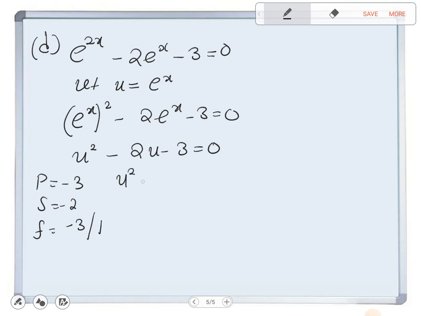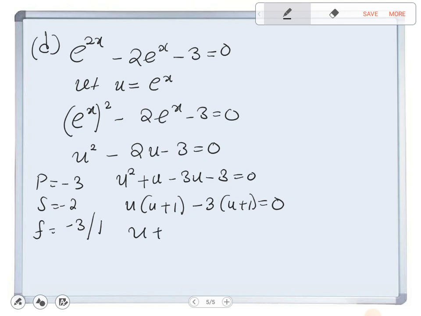So I'm saying u squared plus u minus 3u minus 3 is equal to 0. We're going to get the factors and write the sum in terms of them, such that we get u here, which is u plus 1. Negative is common, 3 is also common. We get u plus 1 and u minus 3, and say this is equal to 0. So u is equal to negative 1 or u is equal to 3.